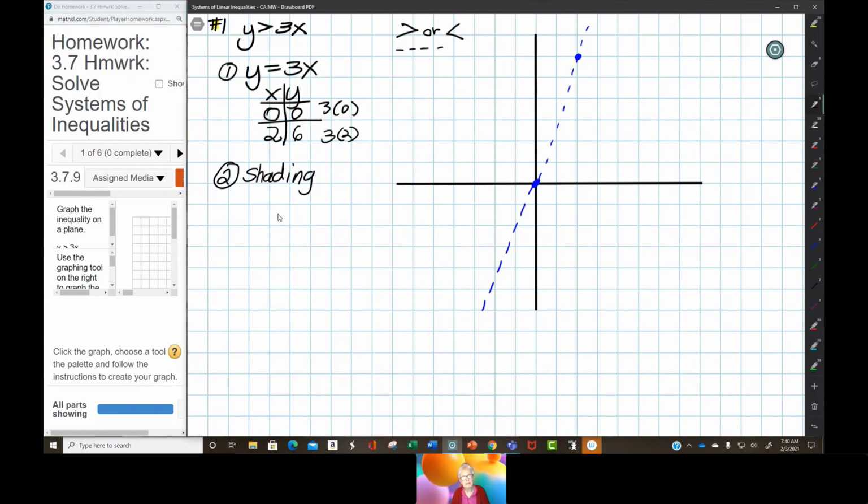I need a test point. A test point is any point on the grid that is not on the line. So any point not on the line.